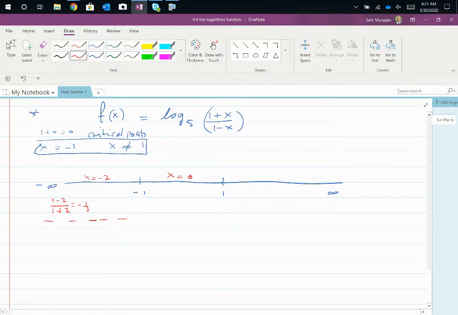Then between -1 and +1, it's easy to test x equals 0. So 1 plus 0 over 1 minus 0 is 1. So this region is positive. Then we test a number that's greater than 1, say x equals 2. So 1 plus 2 over 1 minus 2, which is a positive number. Oh, no, sorry, that's a negative number. We're dividing by a negative, which is less than 0. So this is negative.